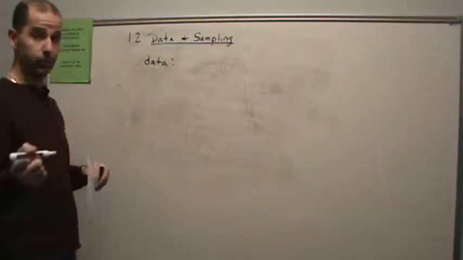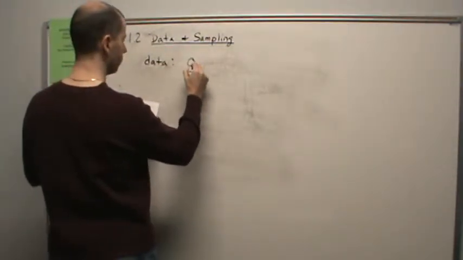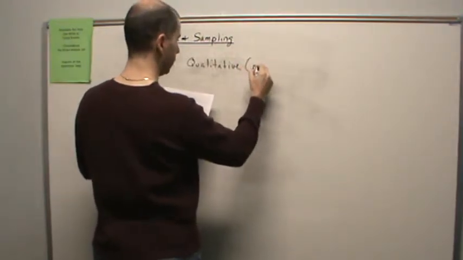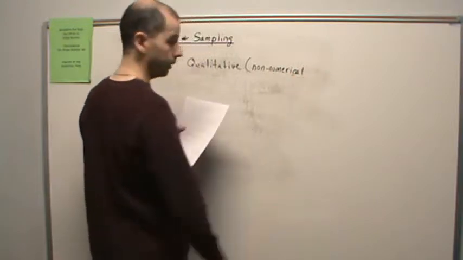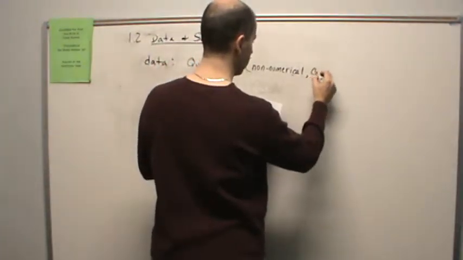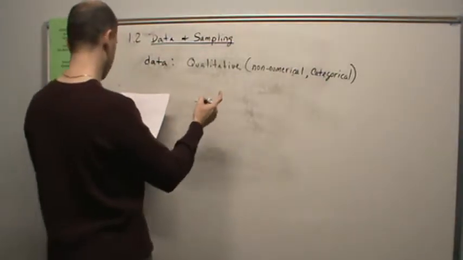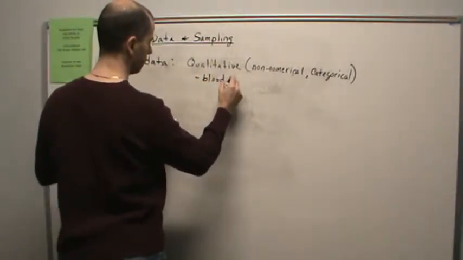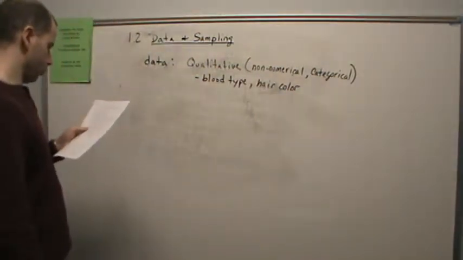Just like with variables, we have two types of data. We have qualitative, or non-numerical, data. Categorical is another term. Examples of this would be hair color, blood type, and ethnic group. Blood type would be an example of qualitative.